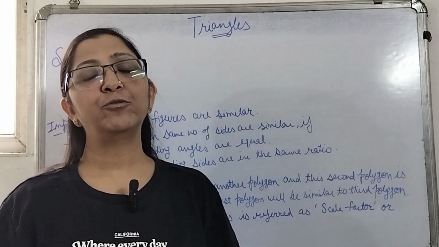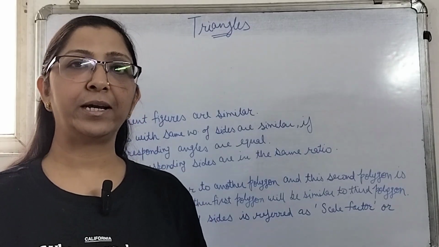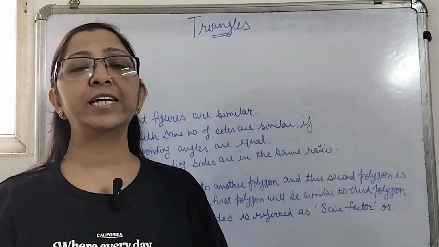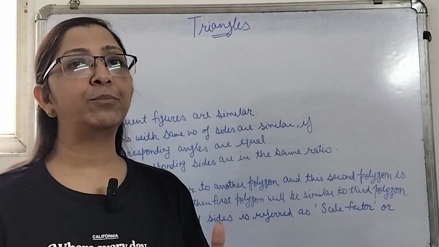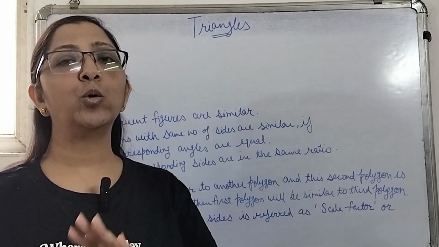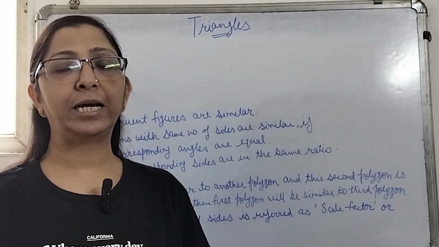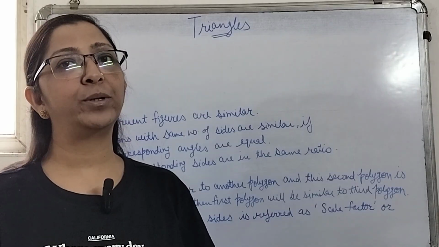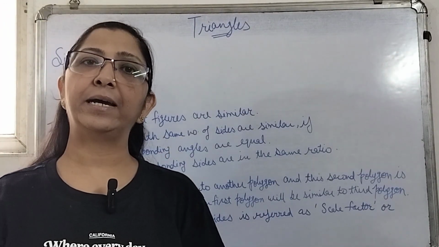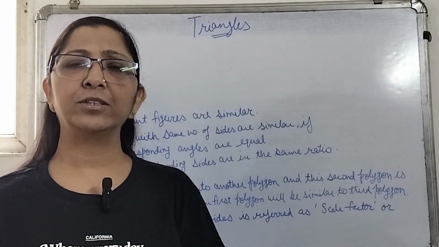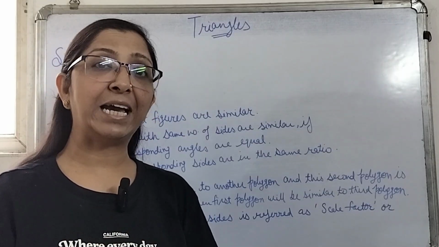In class 9th, we have learned about congruency of triangles. That means if there are any two figures, and we keep one over the other and they exactly overlap each other, then the two figures are said to be congruent. In this chapter, we will be learning about similarity. It is a little bit similar to congruency, but not exactly the same.